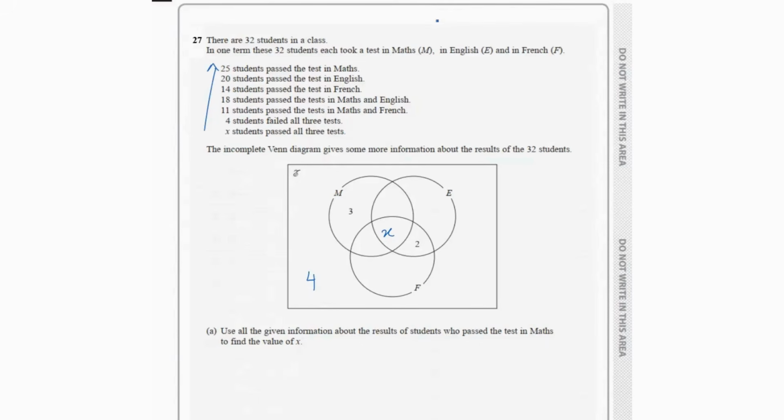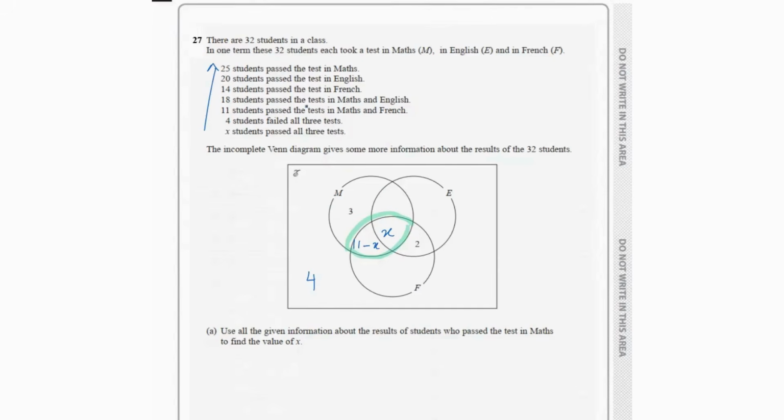Now, 11 students passed the test in maths and French. So 11 in maths and French, so all of this is 11, because this is the common area between maths and French, which means over here it's going to be 11 minus X, because a part of 11 is already X. So this part is going to be 11 minus X.